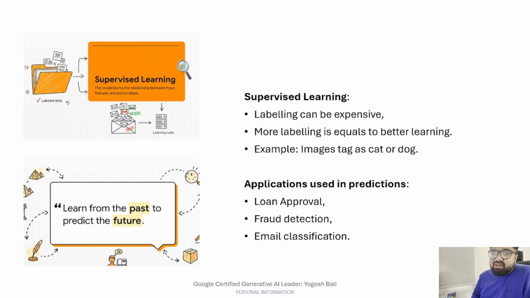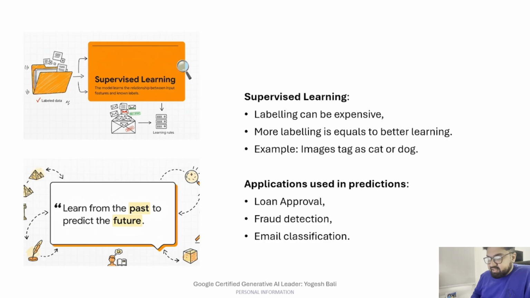So in machine learning, we have 3 types of learning. First is supervised learning, where we use labeled data. Labeling the data can be expensive, but more labeling means better learning. Here the tagline is learn from the past to predict the future. This kind of learning is helpful in applications where we want to predict, say, loan approval prediction software. We use customers' bank statements and credit scores in order to decide whether a loan is approved for them or not.